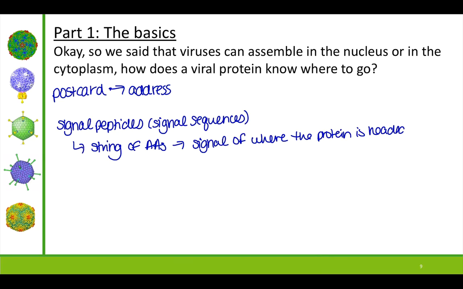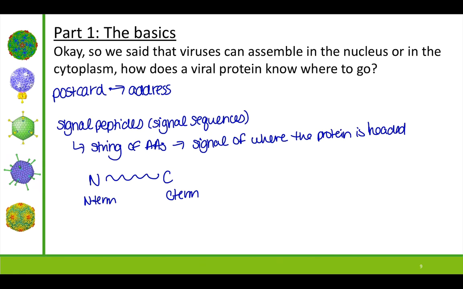And so we know that proteins have directionality. So we have that N-terminus, and we have the C terminus, and we can have a signal sequence at those ends. Typically, it's on the N terminus, and again, it's a series of amino acids, and it tells the protein where to go. So it might tell it to go to the nucleus, it might tell it to go to the plasma membrane, so on and so forth.